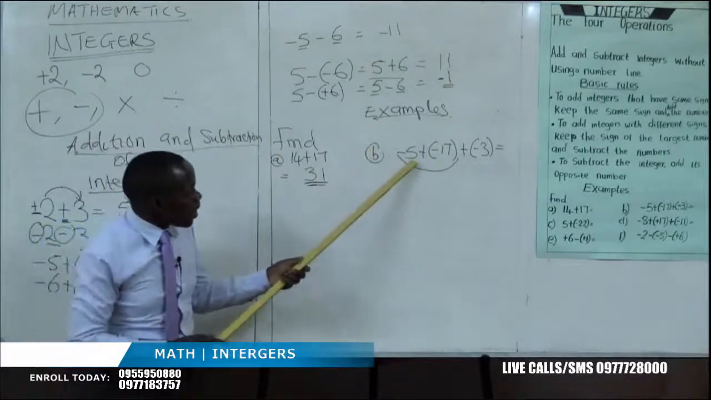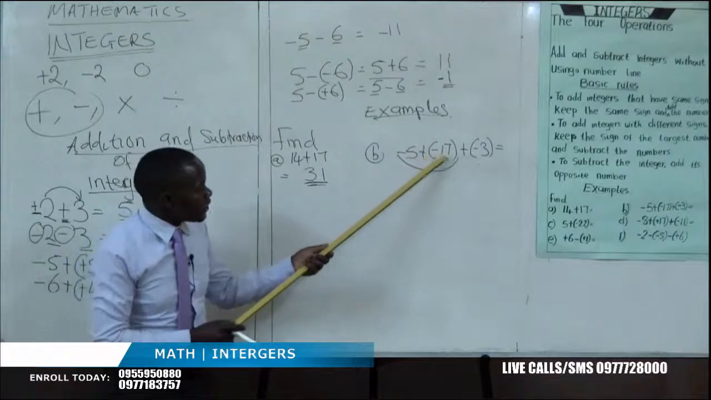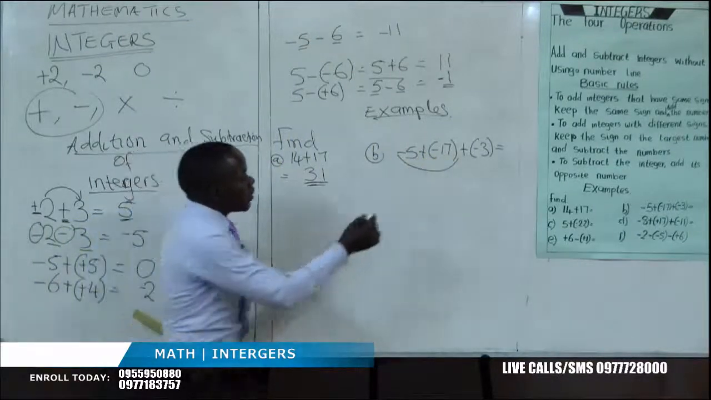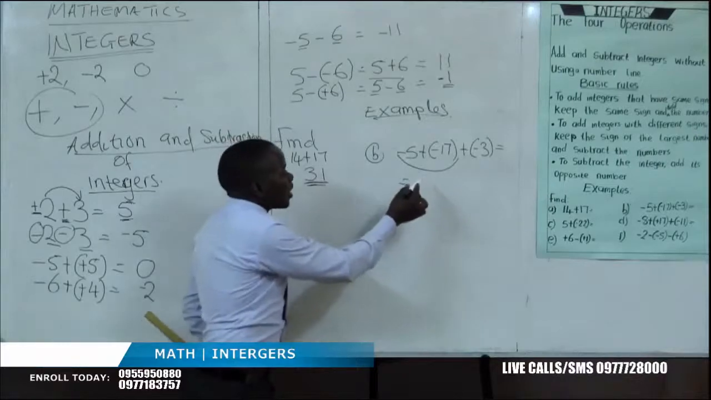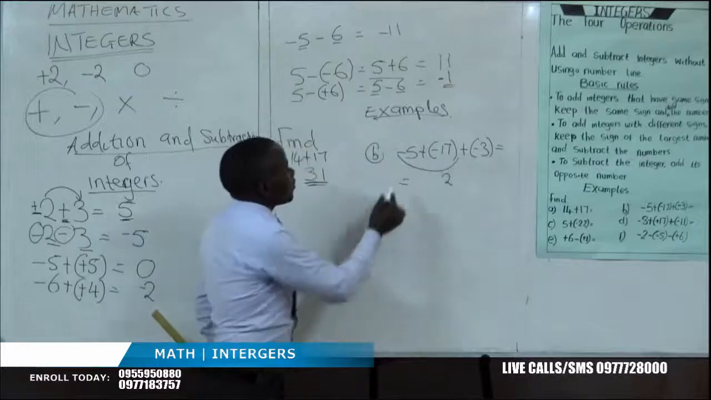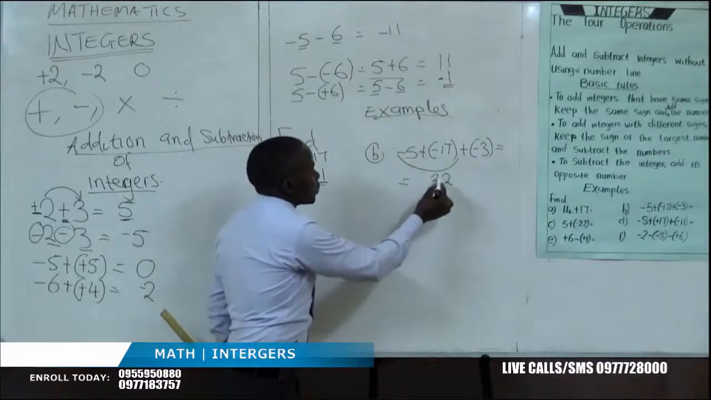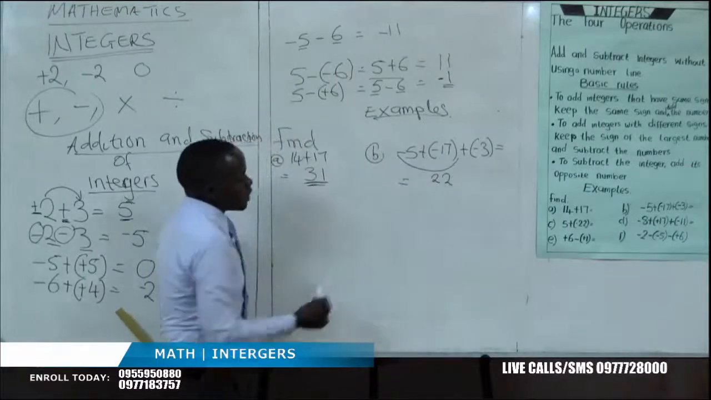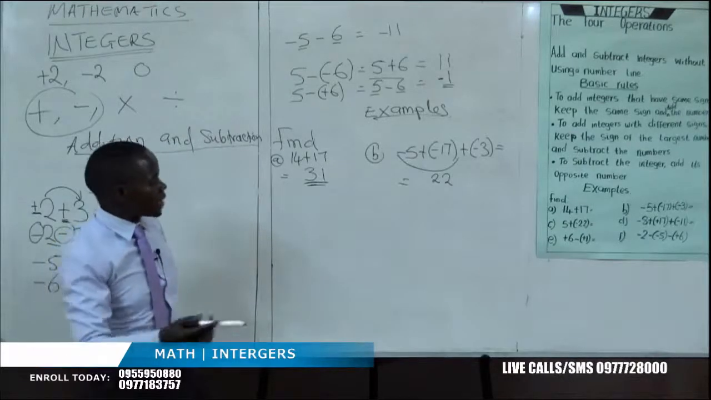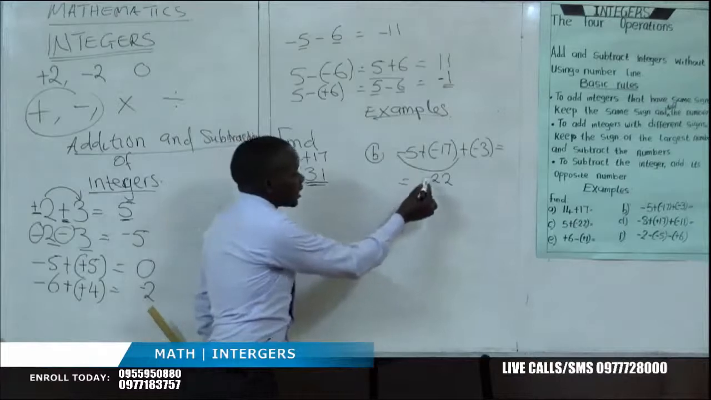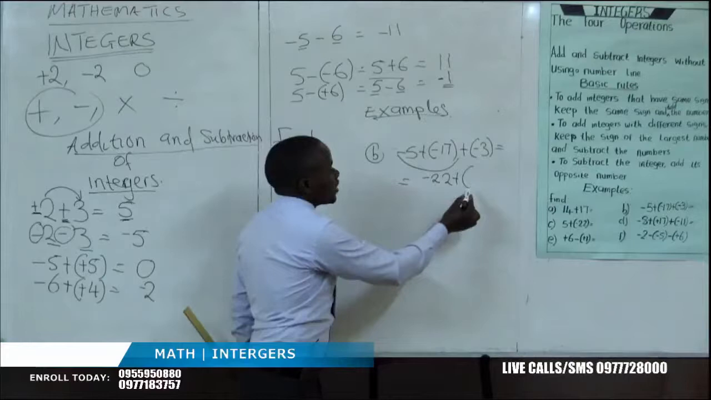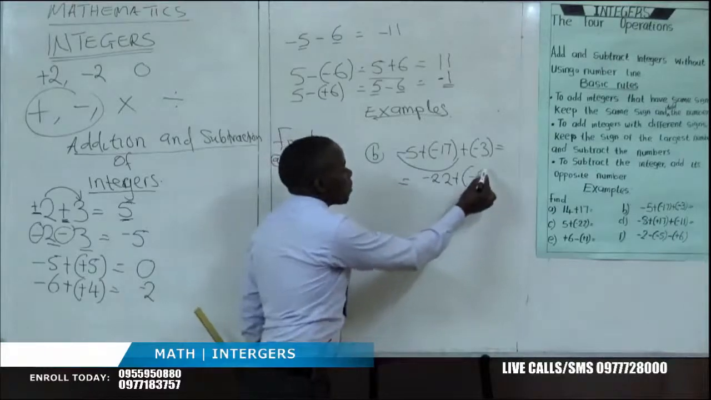So here you have to add 5 plus 17, and when you add 5 plus 17, you are going to get this one plus this one. You are going to get 2 there, which is 22. Now after you have written 22, we say that when you are adding same sign, we have to carry the same sign, which is negative. Then you proceed plus negative 3.